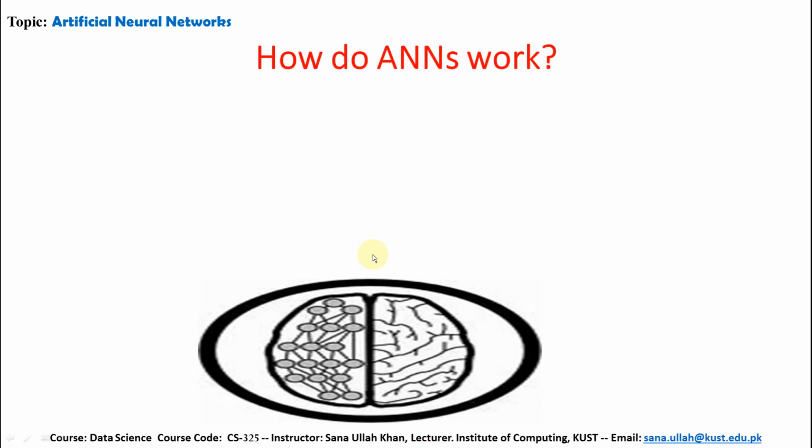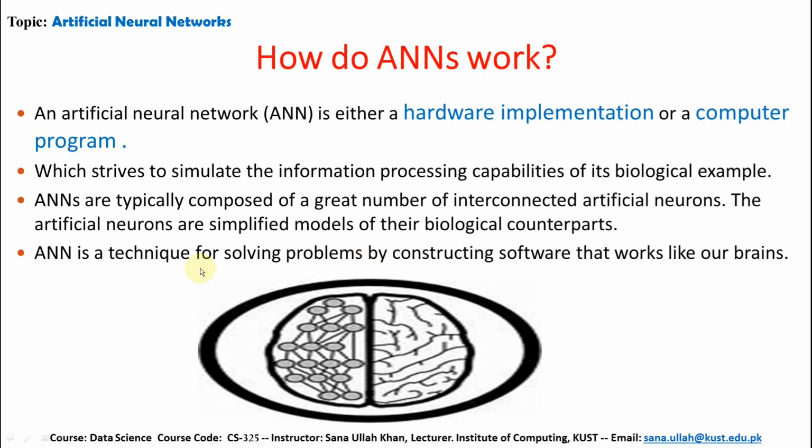So how do artificial neural networks work? An artificial neural network, ANN, is either a hardware implementation or a computer program which strives to simulate the information processing capabilities of its biological example. ANNs are typically composed of a great number of interconnected artificial neurons. The artificial neurons are simplified models of their biological counterparts. ANN is a technique for solving problems by constructing software that works like our brain.